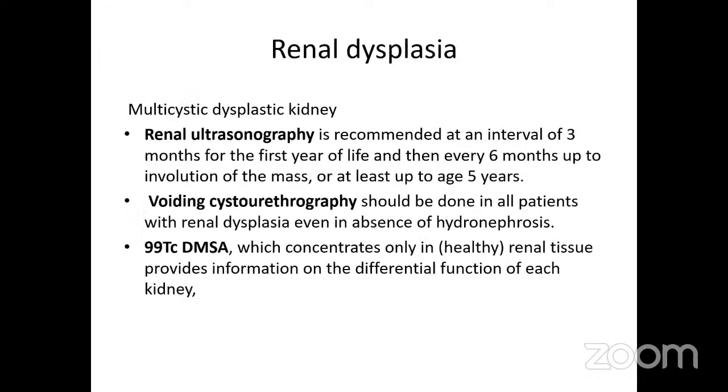So renal dysplasia, multicystic dysplastic kidney. Renal ultrasonography is recommended at an interval of 3 months for the first year of life and then every 6 months up to involution of the mass or at least up to 5 years of age. Voiding cystourethrogram should be done in all patients with renal dysplasia, even in the absence of hydronephrosis. Technetium DMSA scan, which concentrates only in healthy renal tissue, provides information on the differential function of each kidney. Next slide, please.